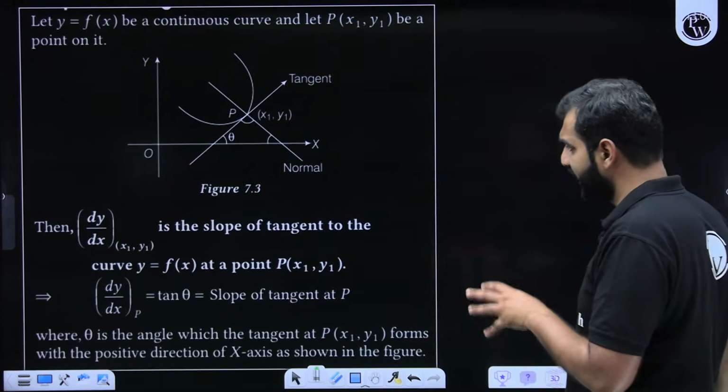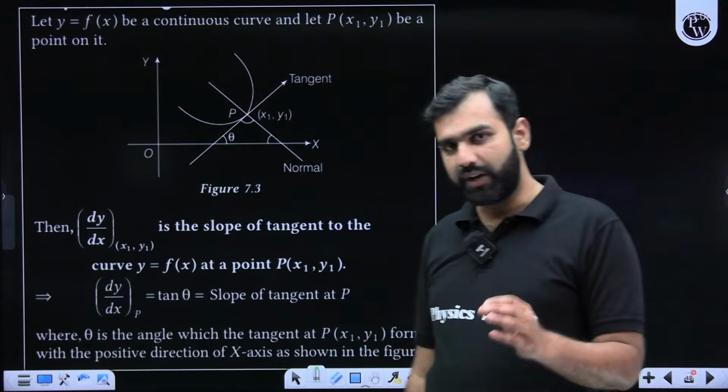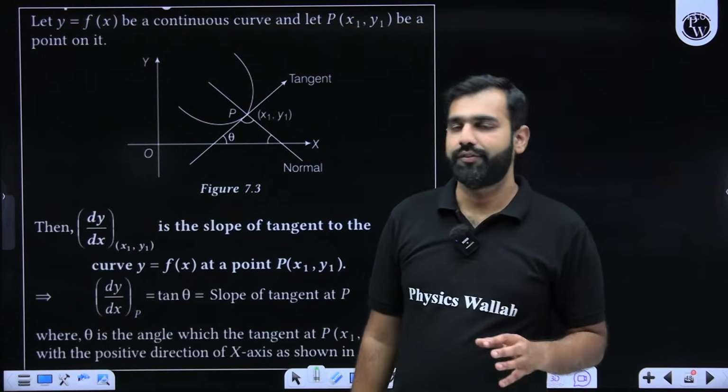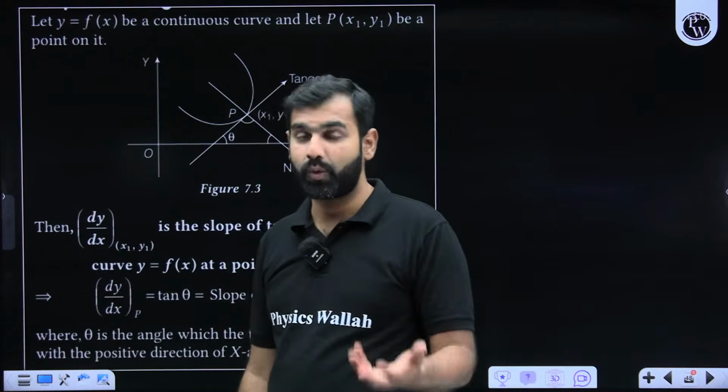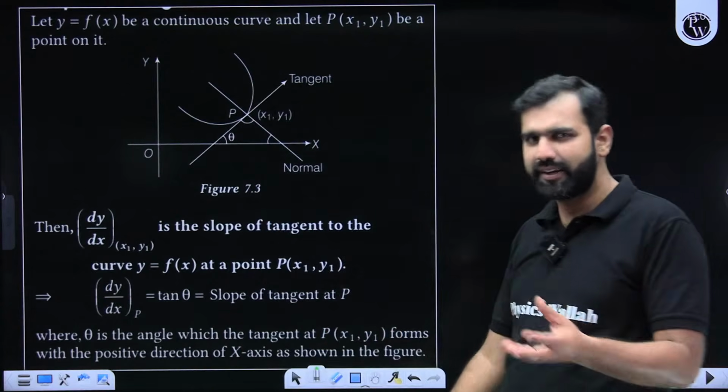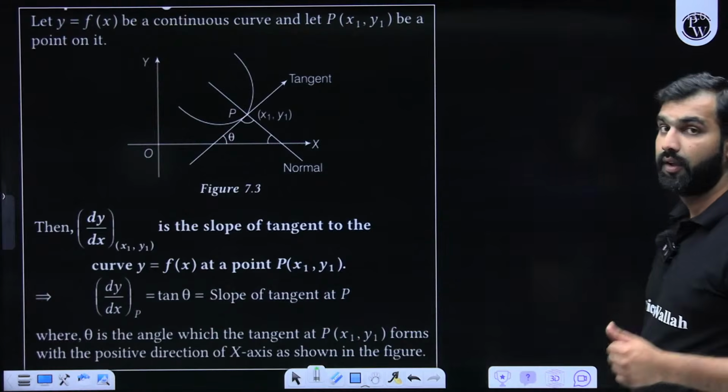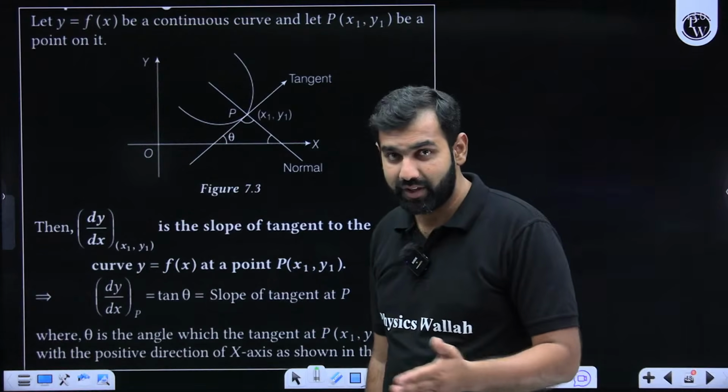Although the concept of tangent and normal is removed from your syllabus, I'm very sure IIT will ask questions based on it, because it is not removed from coordinate geometry. So you will definitely see questions from tangent and normal. First of all, what is the geometrical meaning of derivative?